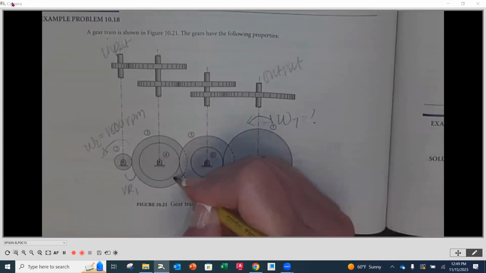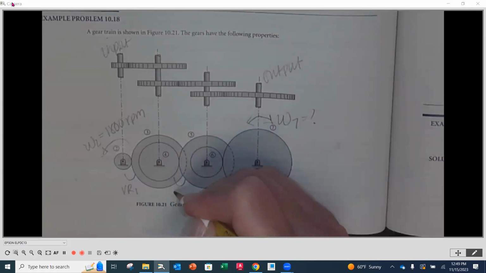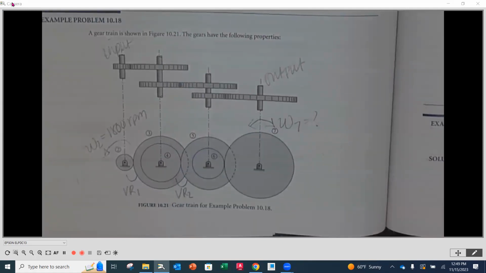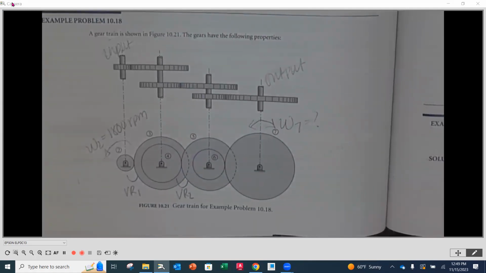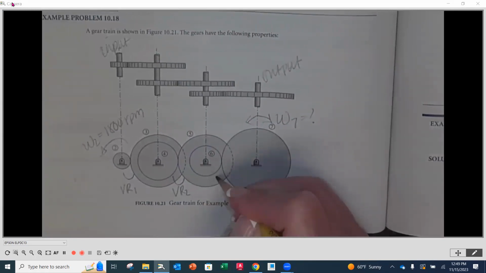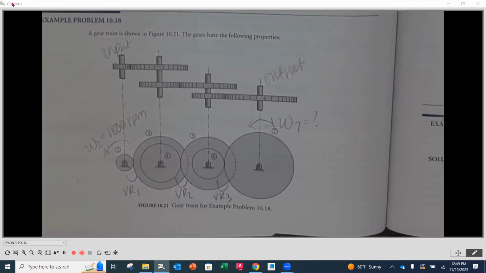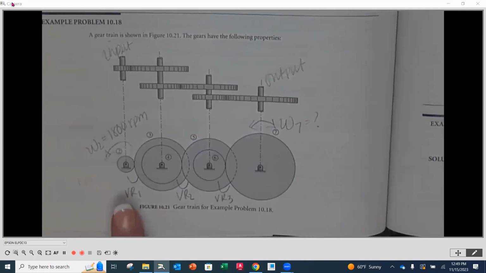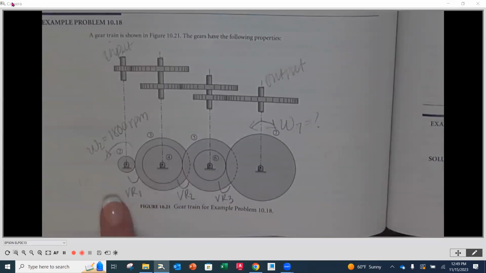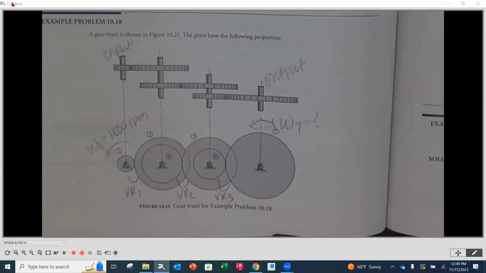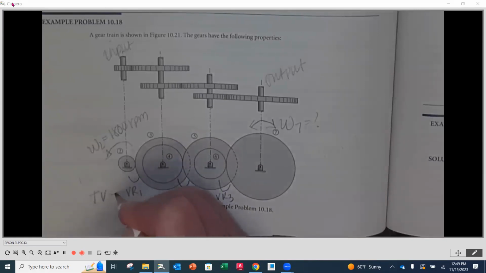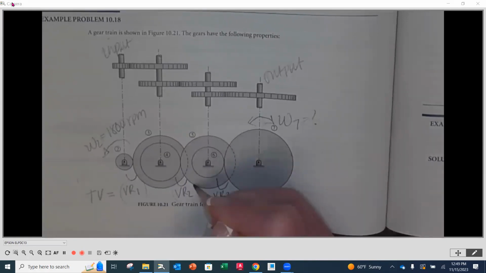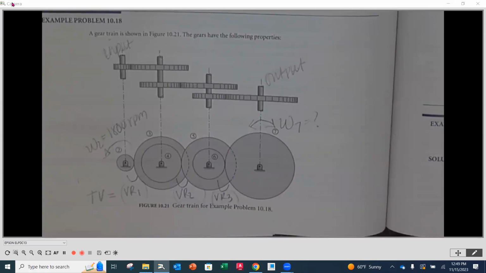The second one is going to be between these two. That's going to be our velocity ratio number 2, which is going to be between 4 and 5. And then we have the third velocity ratio between 6 and 7, velocity ratio number 3. So to get the full train value from one end to the next, we'll multiply VR1 times VR2 times VR3. But first we have to get those individual velocity ratios. So our train value is going to be equal to each one of these multiplied together.